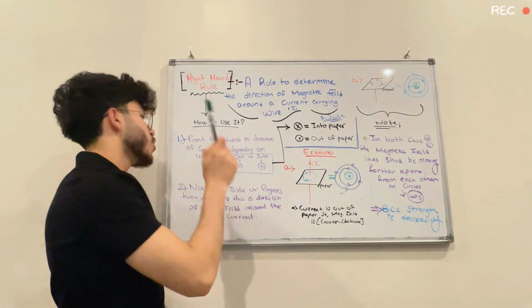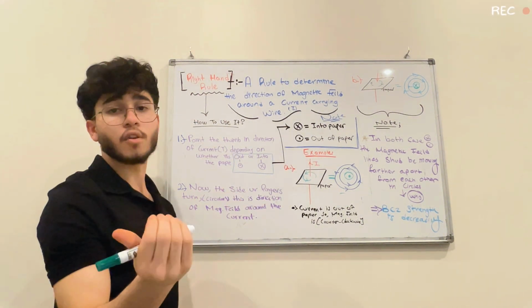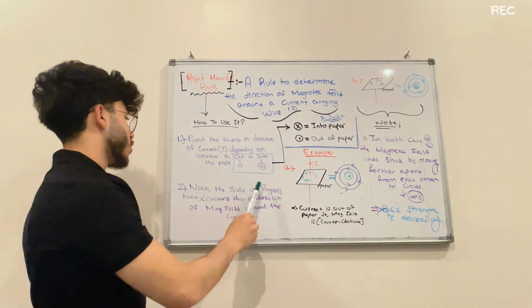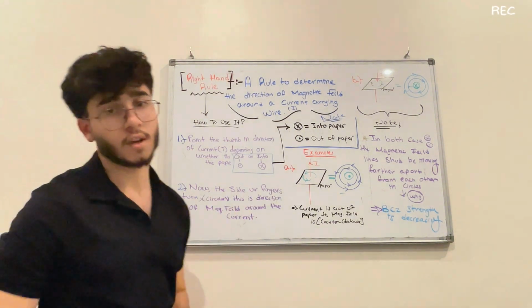After you point the thumb in the direction of the current, okay, wherever your fingers are curling, this is the direction of the magnetic field. The side your fingers turn, circular direction, this is the direction of the magnetic field around the current, okay?